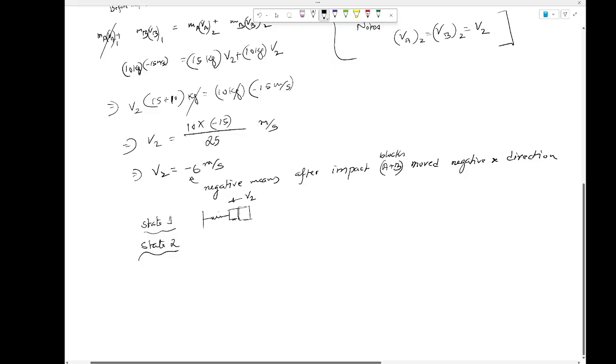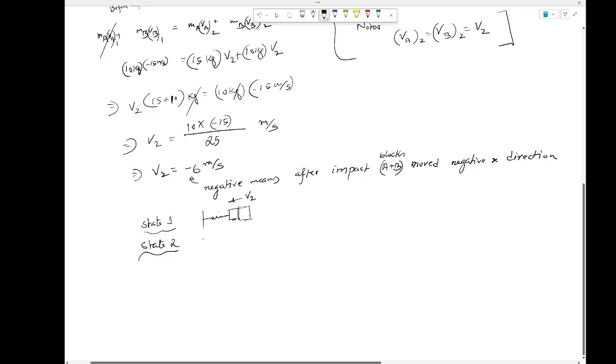Initially, block B has -15 and block A stands still. Then at state 2, even though I described states 1 and 2 a little differently, state 2 means before the impact, both come together and get a velocity of -6 meters per second, and then they're still going to move. Finally, they're going to stop, and that would be the final compression. Okay, so those are your 2 different states. See if you understand that.